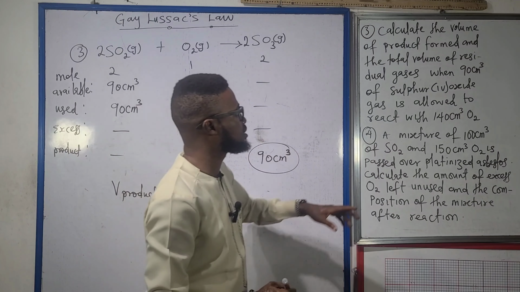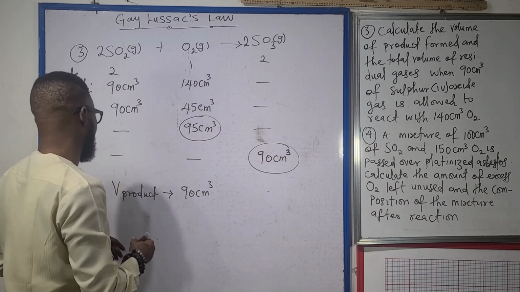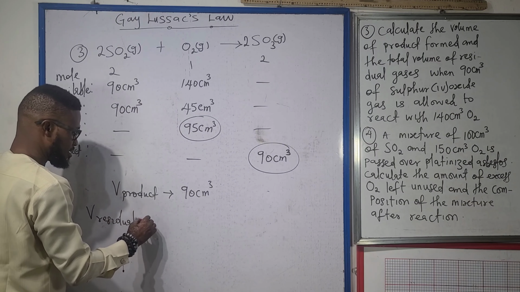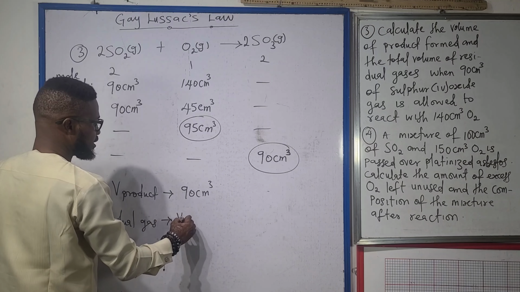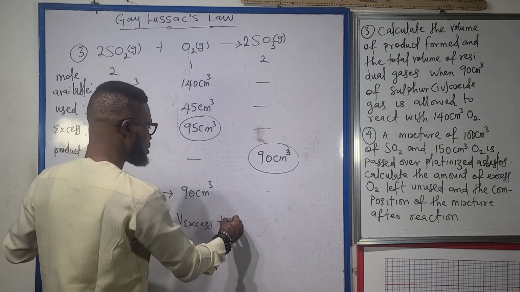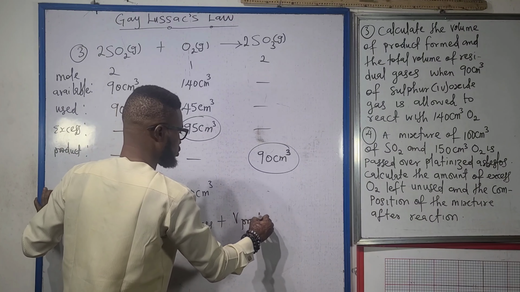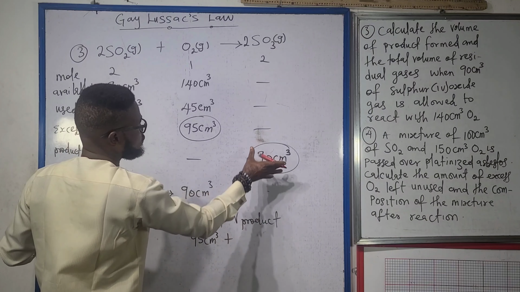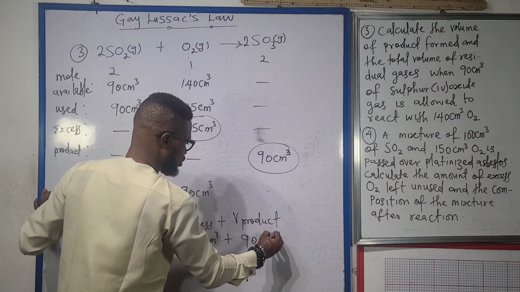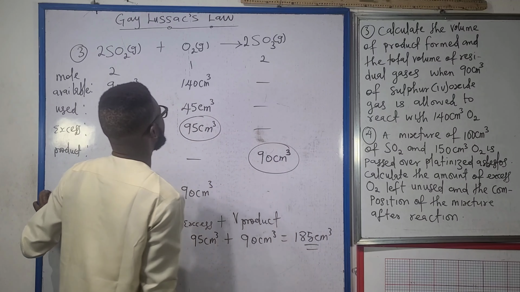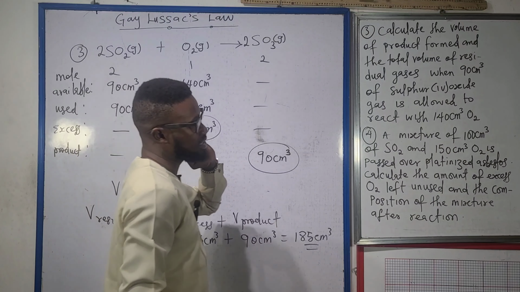And then the other part of the question says, and the total volume of residual gas. When you're being asked the volume of residual gas, it is the volume of the excess reactant plus the volume of your products. In this case, the volume of my excess is 95 cm³ plus that of the product, 90 cm³, and that's going to give me 185 cm³. That is the answer.